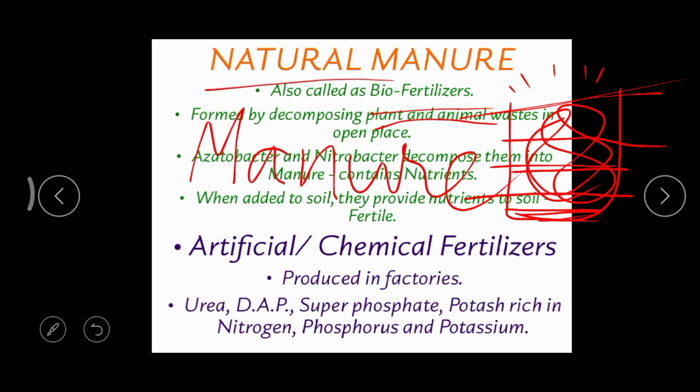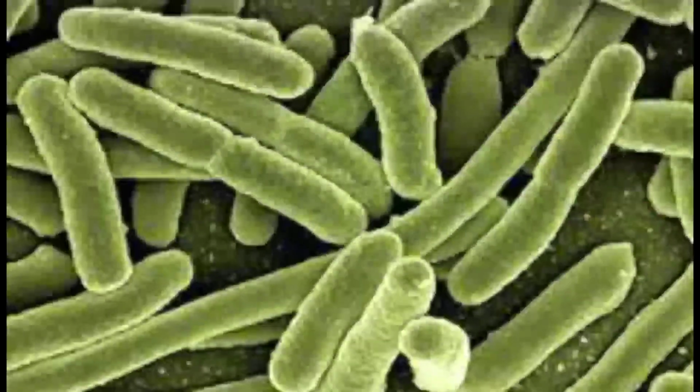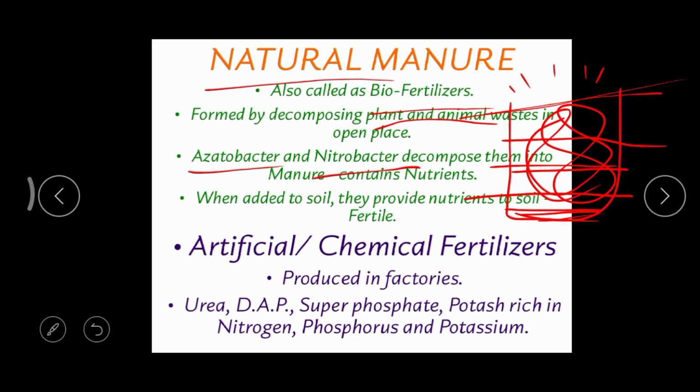See, azotobacter, and then nitrobacter. Correct? Azotobacter and nitrobacter. What are these two? These are bacteria. These bacteria can decompose plant and animal materials and convert them into manure. Naturally, among these we can also find rhizobium.